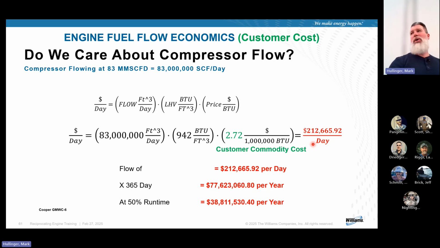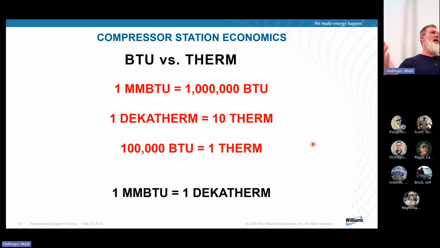Okay. So do we care about fuel? Does the customer care about fuel? It's lower. What we really care about is throughput. That's where the money's made, right? So it's just cash flow. What's going in versus what's going out, right? Something confusing: you hear BTU, decatherm, million BTU. Just know that 1 million BTU is 1 decatherm. Okay.